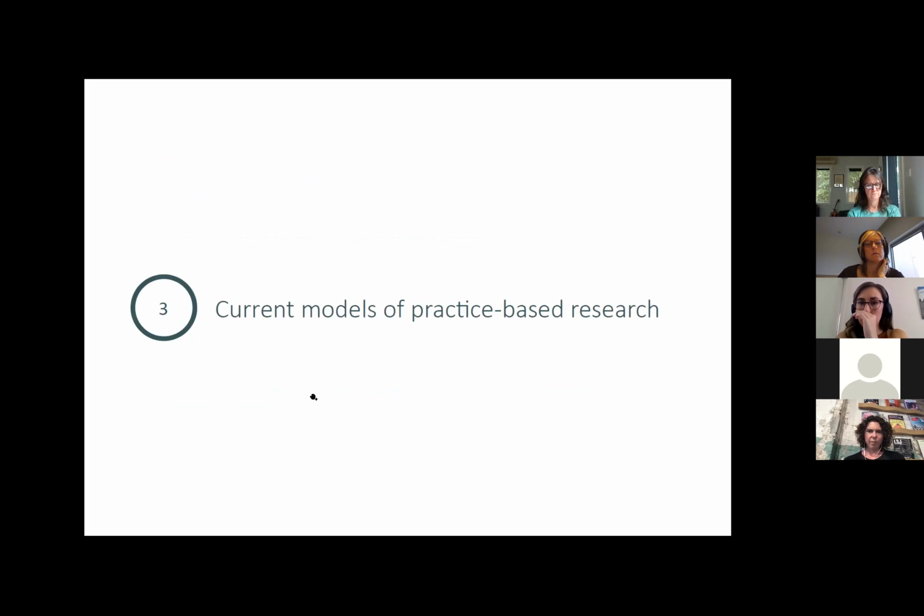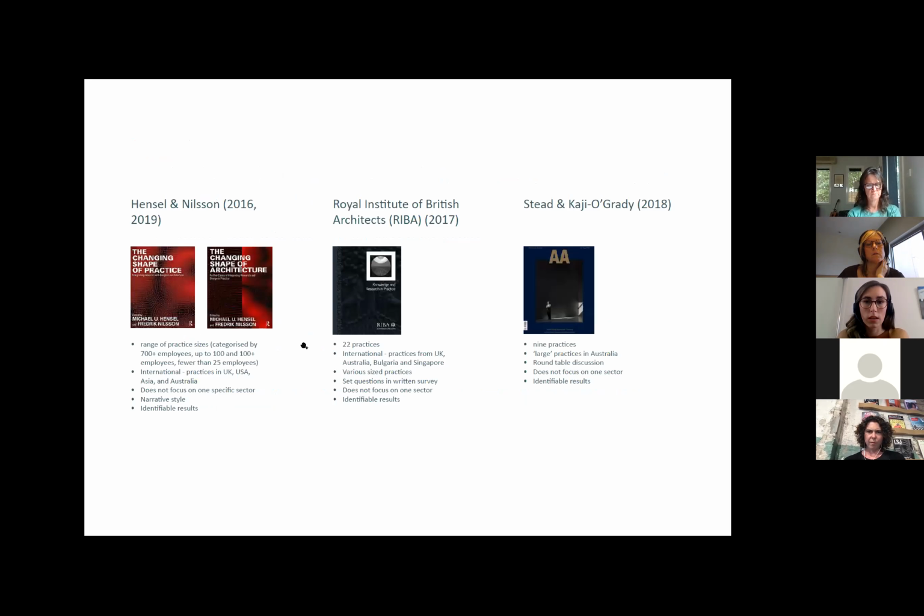So, onto current models of practice-based research. These are some of the studies that have been done, and I used them as a basis for designing the methodology for my study. I'm sure you're quite familiar with some of these works. Hensel and Nilsson have released two books about practice-based research.